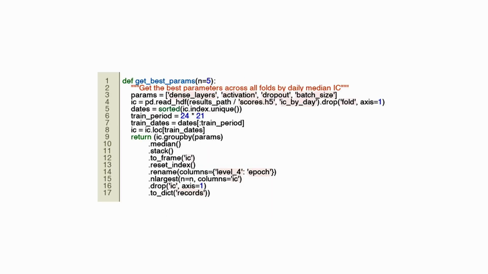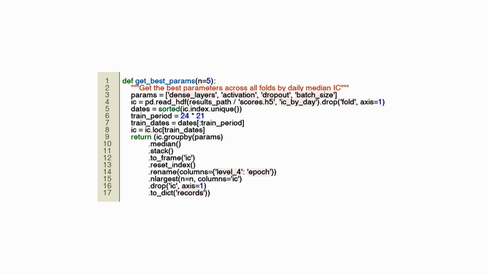This code defines a function getBestParams with a default parameter n set to 5. The function's purpose is to select the best settings for a neural network using a dataset's median daily performance IC. It does so by evaluating a set of parameters: dense layers, activation, dropout, and batch size. Here's a summary of the steps.